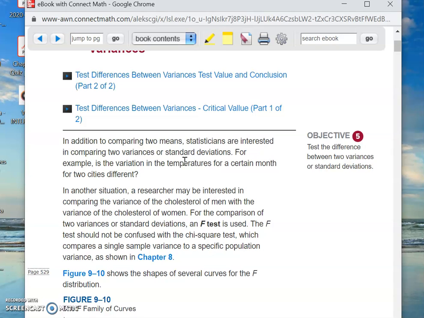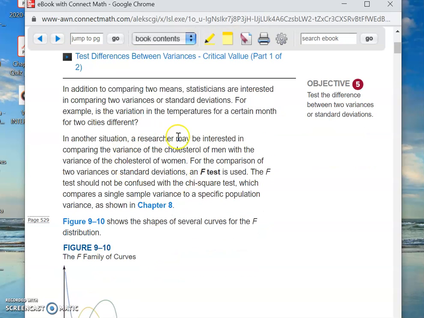For right now, let's just assume that there's a legitimate reason why we're interested in the variance or interested in the standard deviation. Okay, here's another example here. He wants to say, hey, is there a difference between the variance of cholesterol for men and then compare that cholesterol for women? So there's a test for that. It's called the F test.